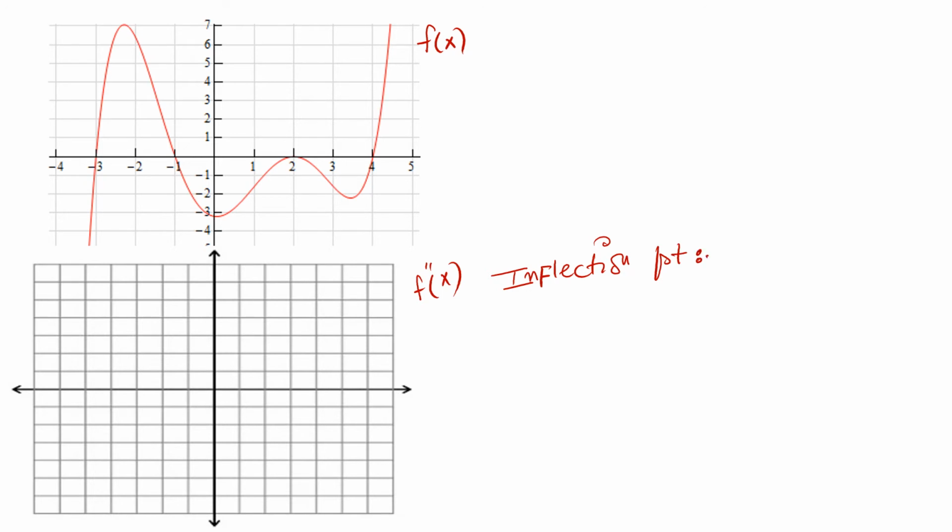Inflection points are the points where concavity changes. It means concave up changes into concave down, or concave down changes into concave up. So how do we see? Those would be my x-intercepts. Here I can say somewhere here is my inflection point, because this is concave down, here it is concave up, then again concave down. So here is my next inflection point. Then this is my inflection point, because concave down changes into concave up.